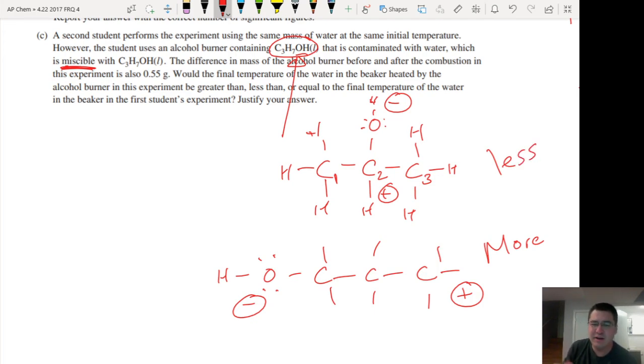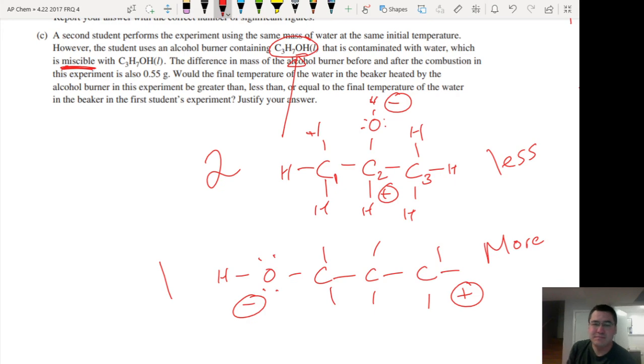Okay, so if they had asked this question, which one would you expect to have a higher vapor pressure? Let's say this is 2-propanol, and this is 1-propanol. Which one would you expect to have a higher vapor pressure?